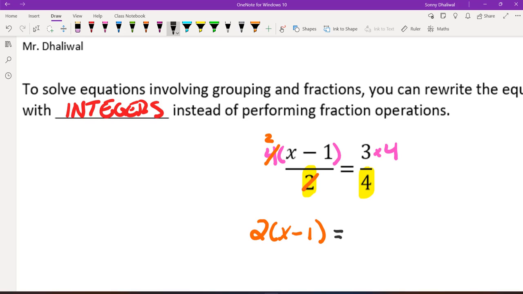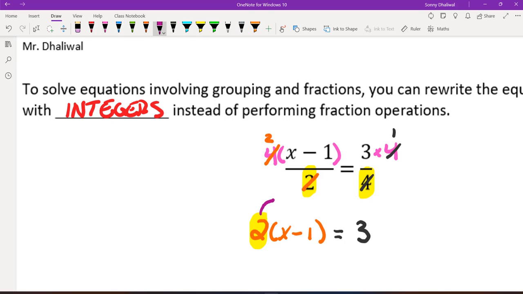On the other side, we do the same thing. How many times does the denominator fit into the number we're trying to multiply? 4 fits into 4 once, and we're left with 3 times 1, which is just 3. So after doing this maneuver, it becomes like a question from last day. We take the number on the outside and we multiply it to everything on the inside.